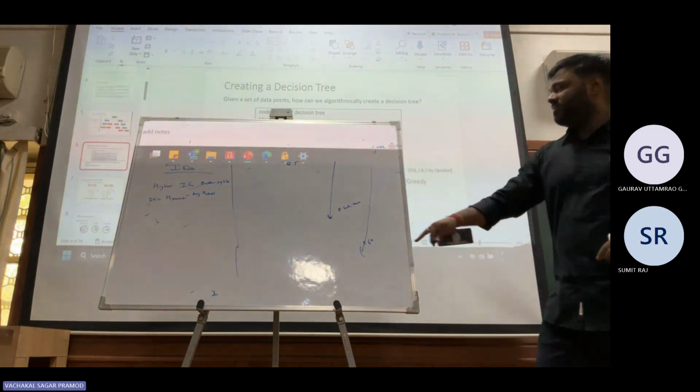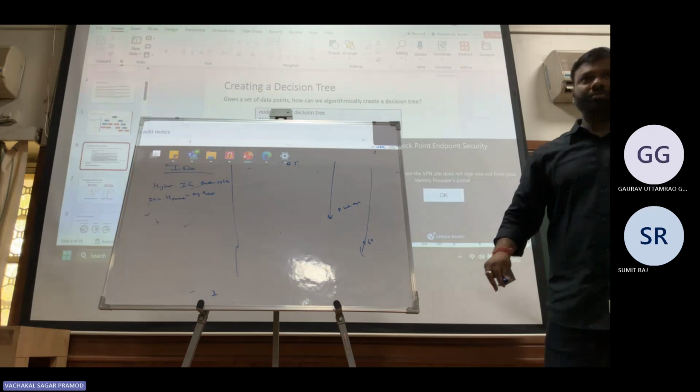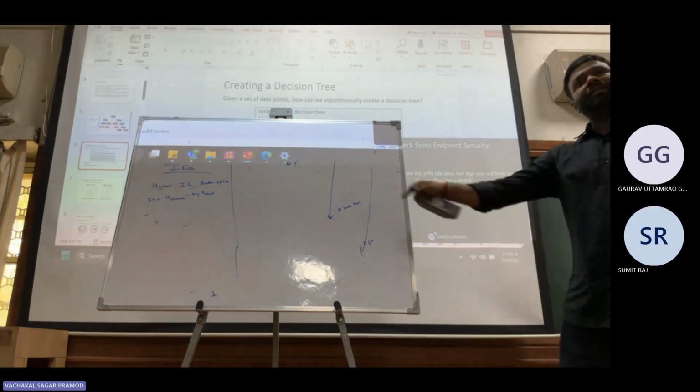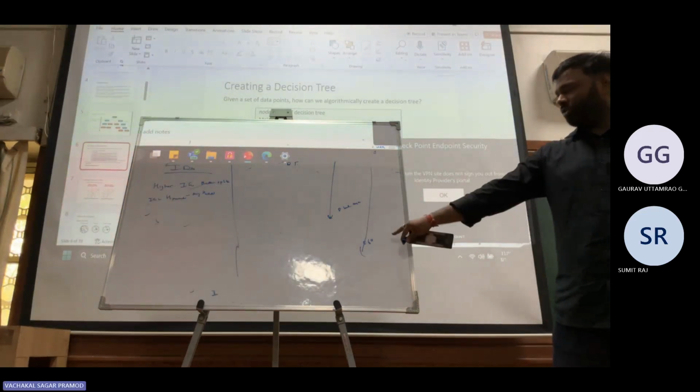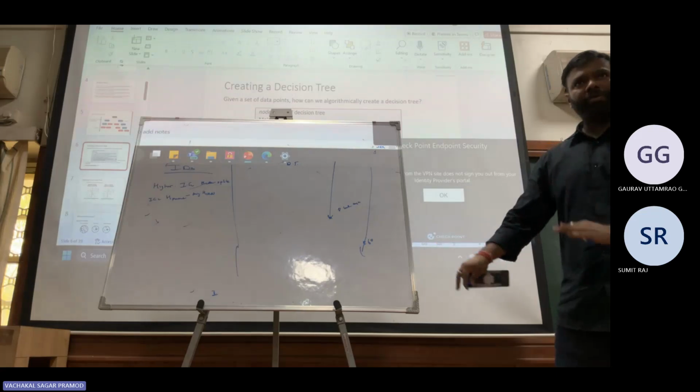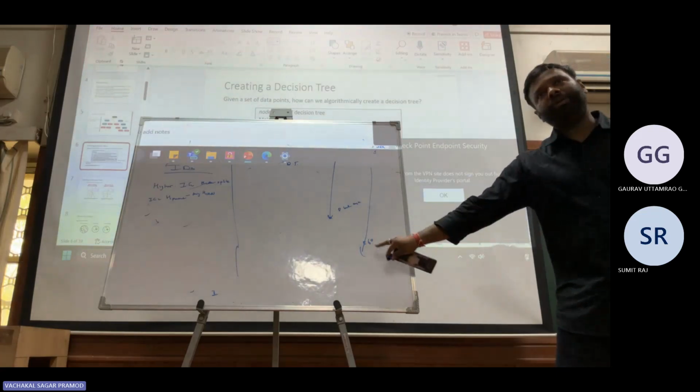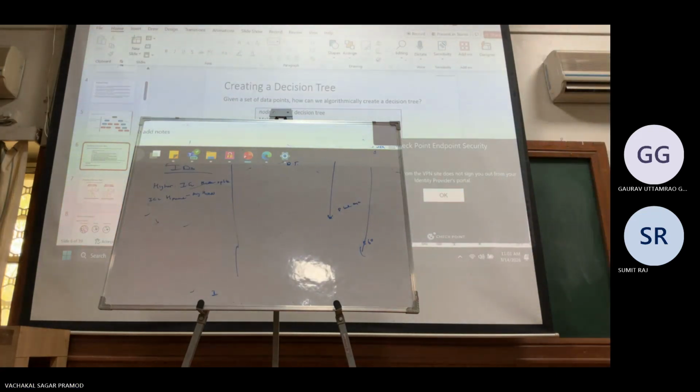What could happen if I allow them to keep on going, grow until they want? So what could be a drawback? There would be a drawback that I mentioned. What do you think? What could be the drawback here? They keep on bringing conditions and splitting into multiple decision boundaries.